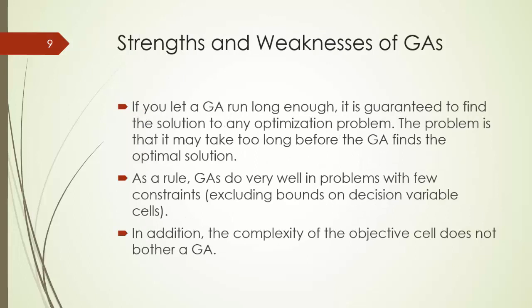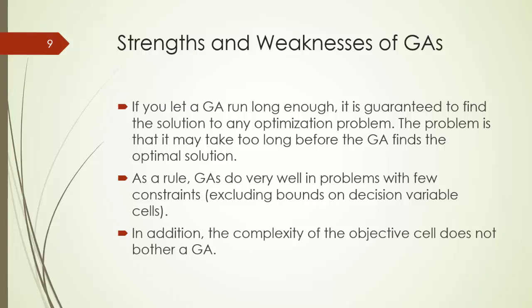If you let a genetic algorithm run long enough, it is guaranteed to find the solution to any optimization problem. The problem is that it may take too long before the GA finds the optimal solution. In general, you never know how long to run a GA. For the problems discussed in this chapter, an optimal solution is usually found fairly quickly, and some experimentation is necessary. So, you usually let Evolutionary Solver run for a while and report the best solution found. Unfortunately, you don't know if the best solution you have found is optimal, but it is usually a good solution, that is, close to being optimal.